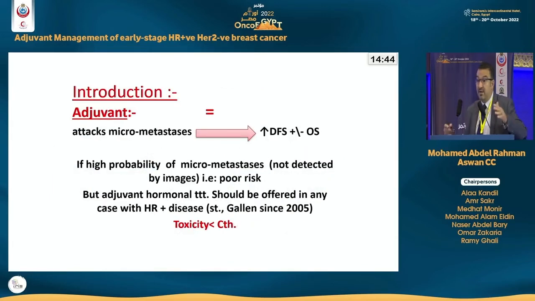The term adjuvant means a systemic treatment that is given after definitive local treatment to improve the disease-free survival and maybe overall survival. Of course, this is not free, it comes at the expense of toxicity. For chemotherapy, we should weigh the toxicity against the benefit. But in endocrine treatment, we usually prefer it for its high safety, and since Sangal in 2005, there is no indication for withholding adjuvant hormonal treatment in hormone receptor positive patients. It is given in all hormone receptor positive patients.